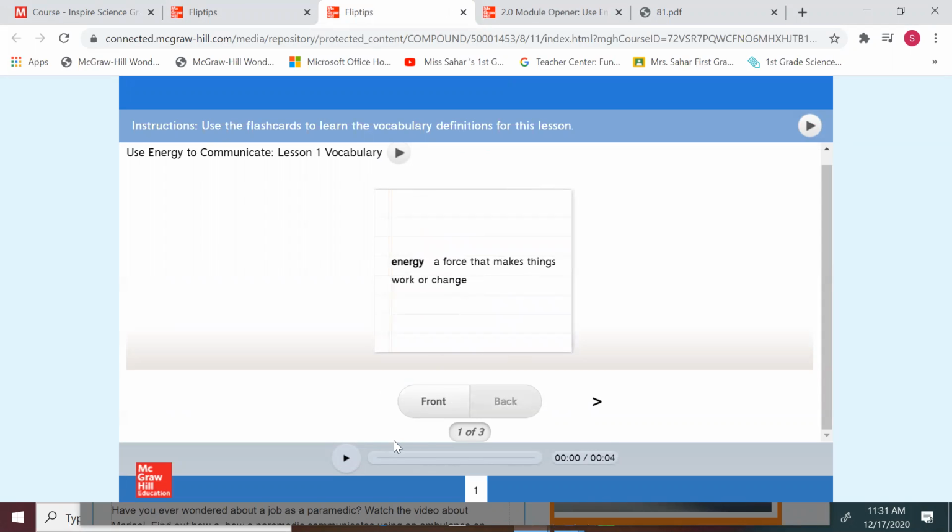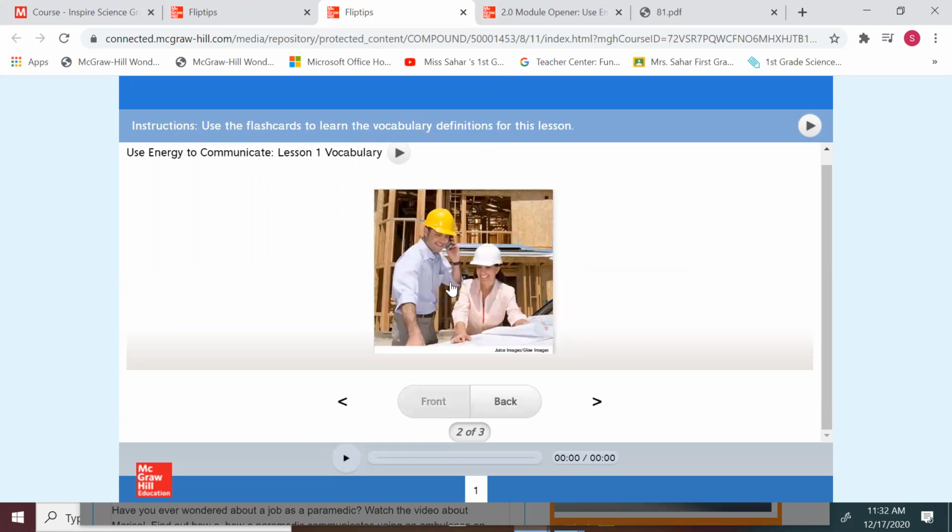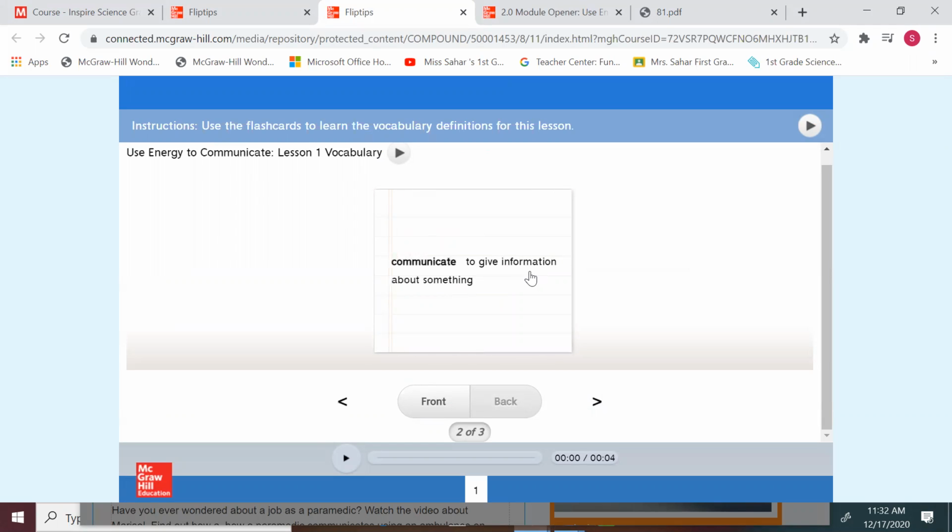Right, and then we have one more word. You see people have energy, a force that makes things work or change. Energy, a force that makes things work or change. All right, so now we have three words. We have energy, a force that makes things work or change. We have communicate, to give information about something.